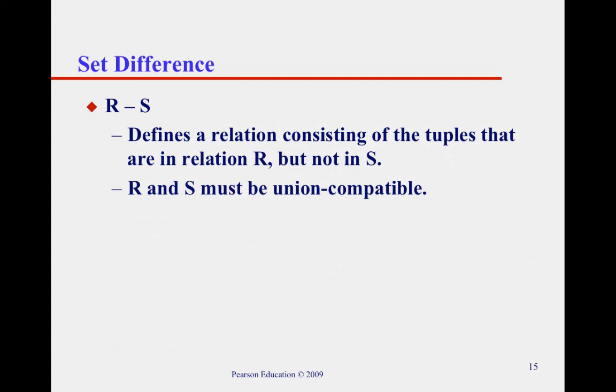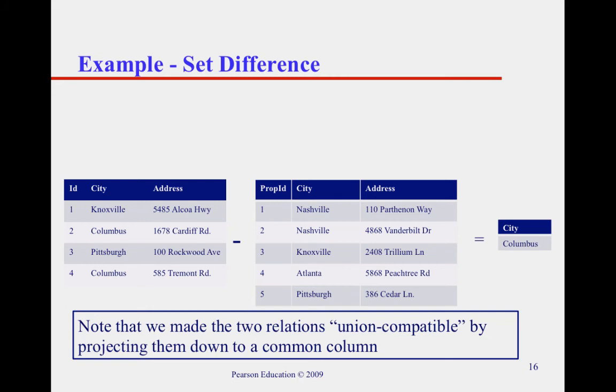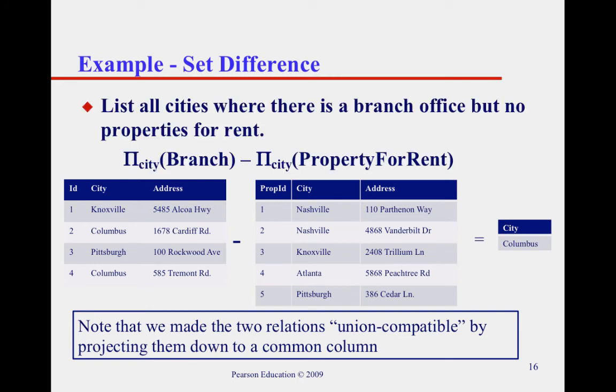Okay, set difference. Same thing, it's a relation consisting of tuples that are in R but not in S, and again, they have to be union compatible. They have to be the same named set of attributes. Okay, so list all cities where there is a branch office but no properties for rent. We might want to close that branch.